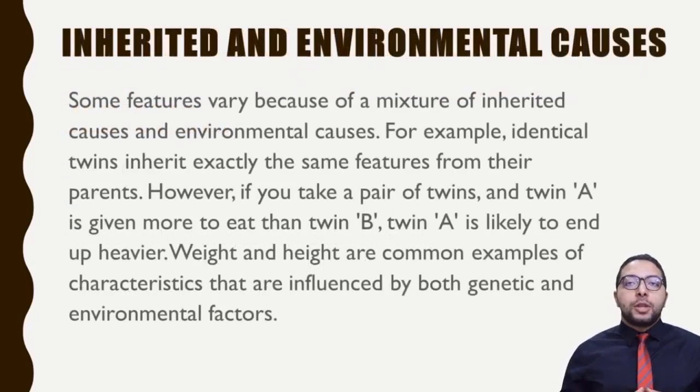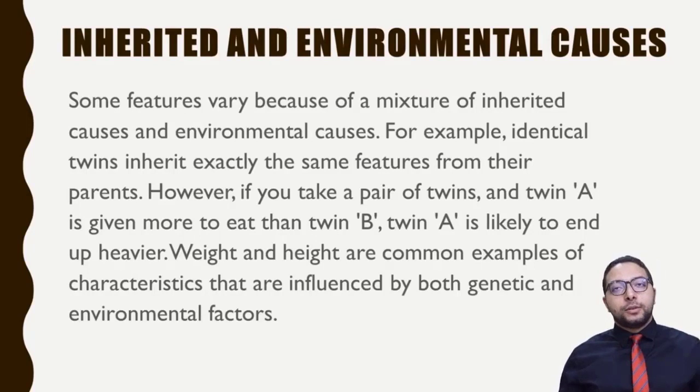In order to show you the two factors together, the inherited variation and the environmental variation, I want you to imagine that we have two identical twins, twin A and twin B. We're going to say that twin A and twin B are identical, so they carry the same genes from their parents, so we have no inherited variation.